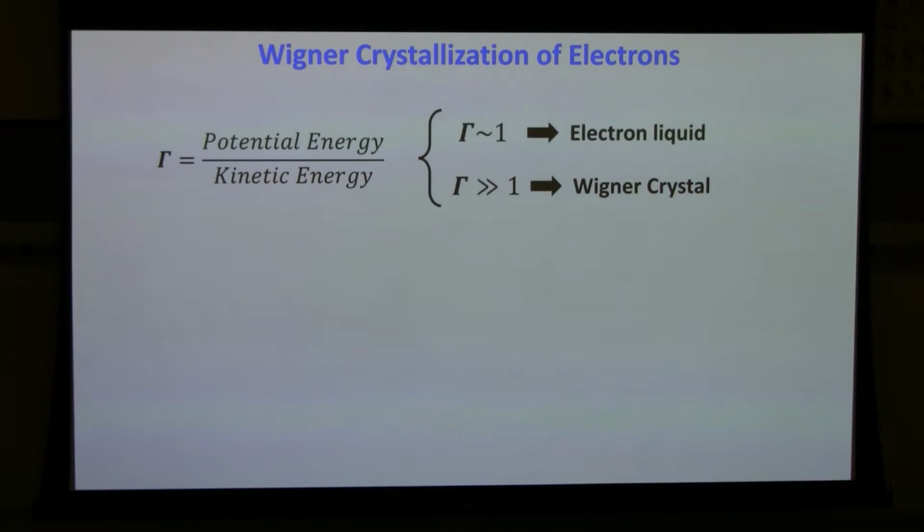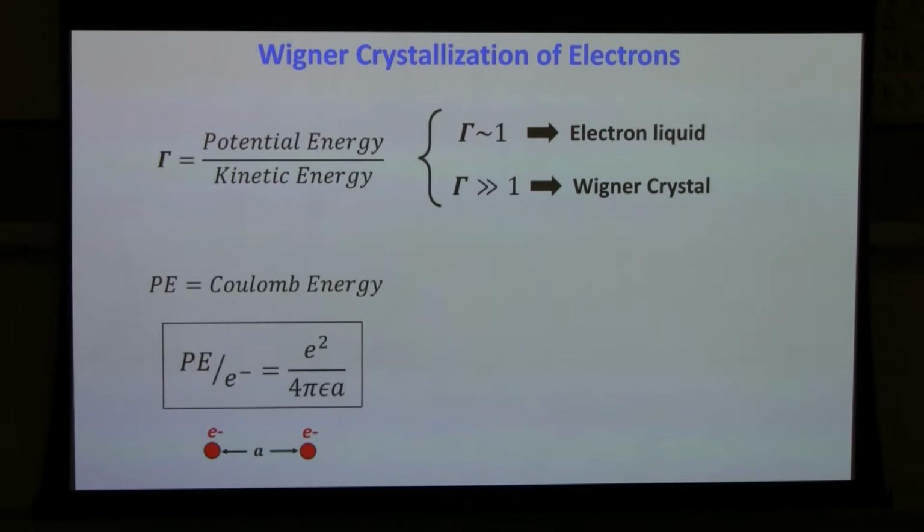The most important parameter that determines whether an electronic system becomes a Wigner crystal is this gamma parameter, which is the ratio of potential energy to kinetic energy for the electrons. If this ratio is around 1, then the electrons form a fluid or potentially gas phase. But if the potential energy is much bigger than the kinetic energy, that's when you can get a Wigner crystal. So let's just spend a moment talking about these two parameters.